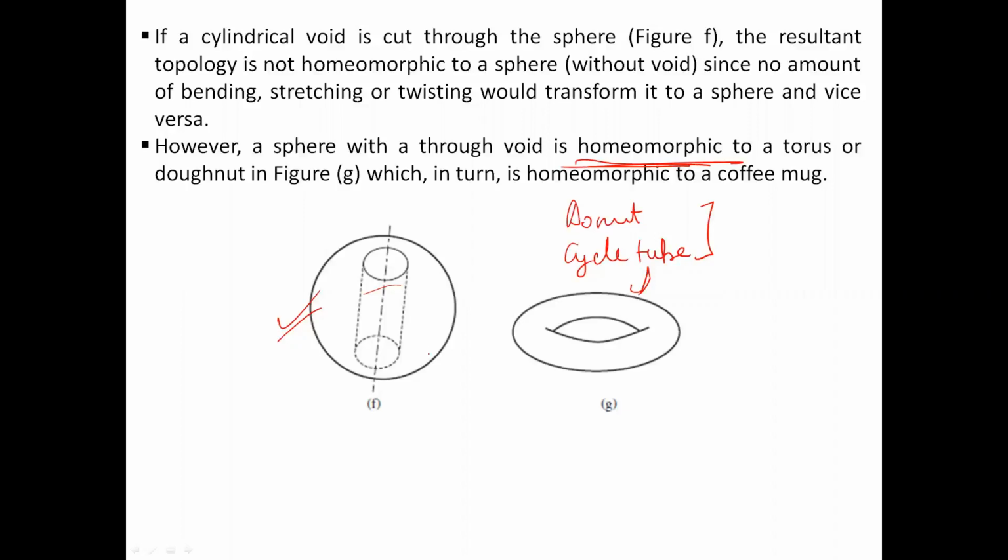How do you change this object, figure F, into figure G? Any ideas? Sir, if we squeeze it from the top and from the bottom. So basically what you are saying is either by bending, stretching or twisting. Yes, you can create the object of figure G out of figure F. That whole process of transformation you will learn in the next lecture.